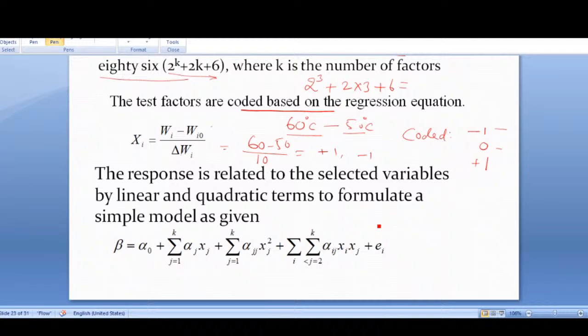The quadratic equation is generated with this formula: y = alpha0 + sum over j = 1 to k of alpha_j xj + sum over j = 1 to k of alpha_jj xj squared. If you observe here, this is the x term, this is the x squared term, and this is the combination of x1x2, x2x3, like that. Then you have to allow some error by using this formula.